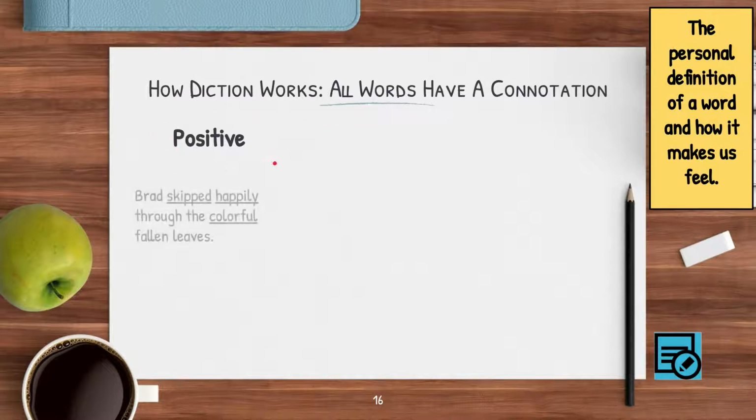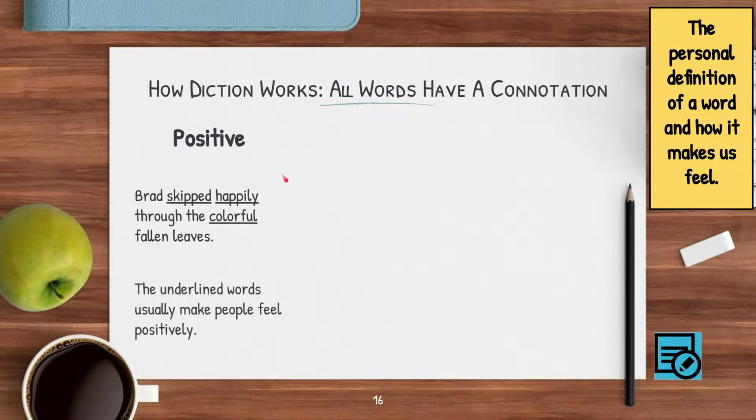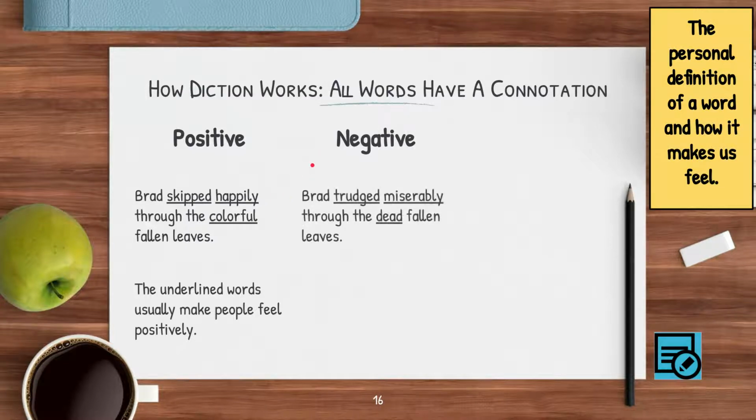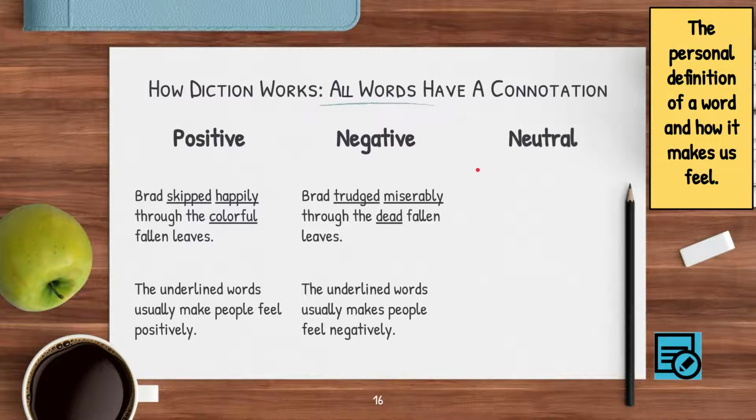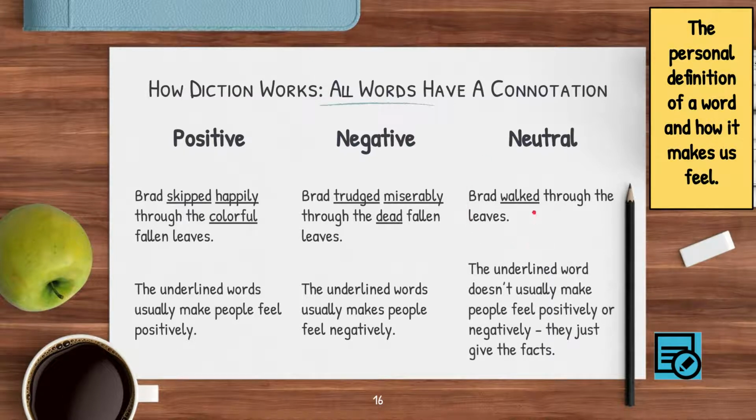There's positive. So for example, Brad skipped happily through the colorful fall leaves. The words skipped, happily, and colorful usually make people feel positively. There's negative words. Brad trudged miserably through the dead, fallen leaves. All of those underlined words usually make people feel negatively: trudged, miserably, and dead. And then there's neutral connotation, or neutral words. If I just wrote Brad walked through the leaves, the underlined word walked doesn't usually make people feel positively or negatively. It's just giving the facts.